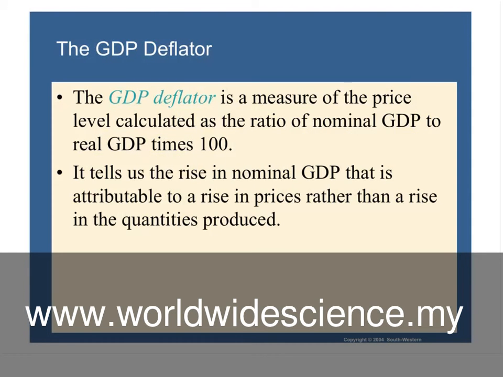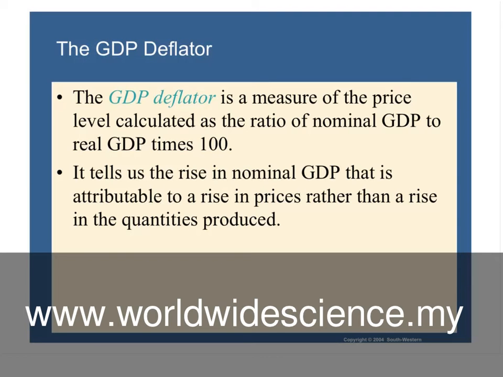So the GDP deflator is a measure of the price level, calculated as a ratio of nominal GDP to real GDP times 100. It tells us the rise in nominal GDP that is attributable to a rise in prices rather than a rise in quantities. The reason we say real and use constant prices is because when the quantities are the same and the prices change, it's just a price change, but the quantity is pretty much the same.